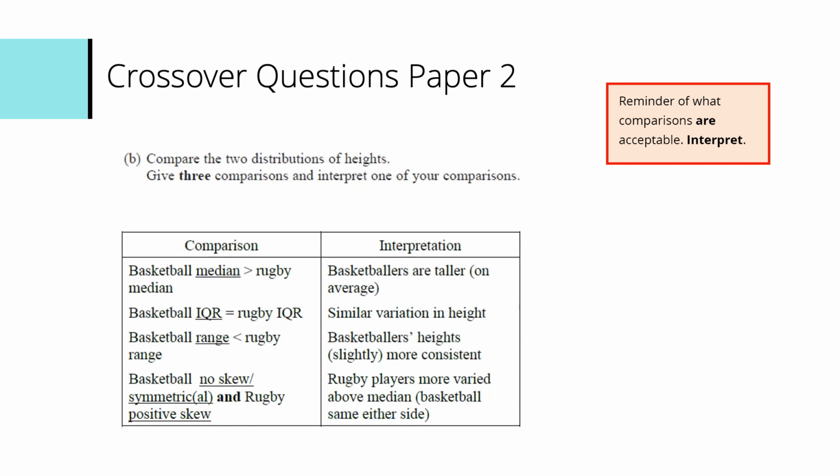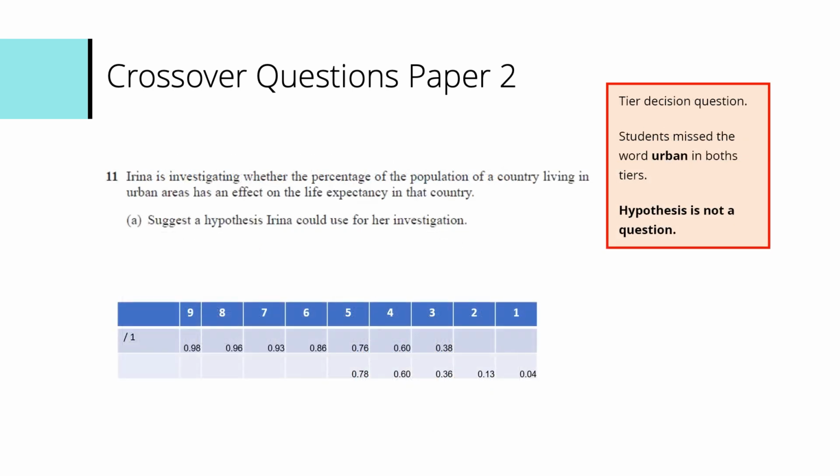That's quite an interesting question, I think, because those are nice marks, but they're difficult. Students struggle with the interpretation of a box plot, not just the comparison of it. Question 11, investigating percentage of population living in an urban area, suggest a hypothesis that could be used. And stressing really there that a hypothesis is not a question, it's a statement which you're then going to test whether that statement is true or not.